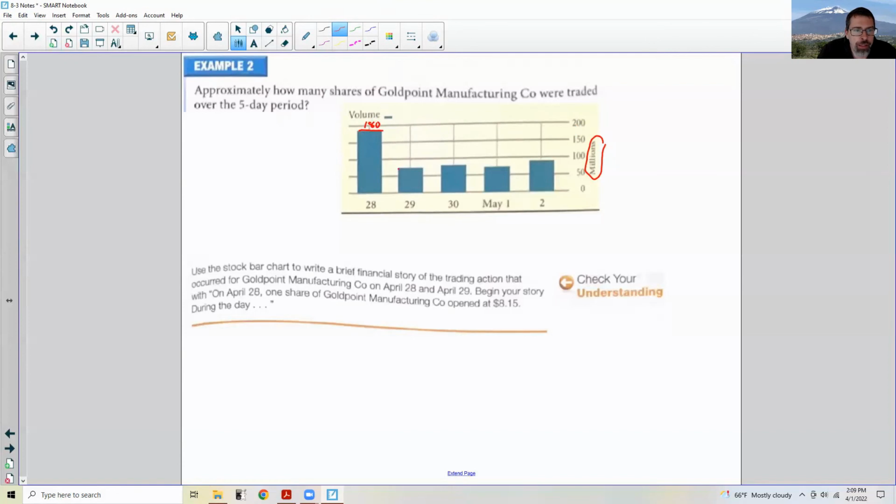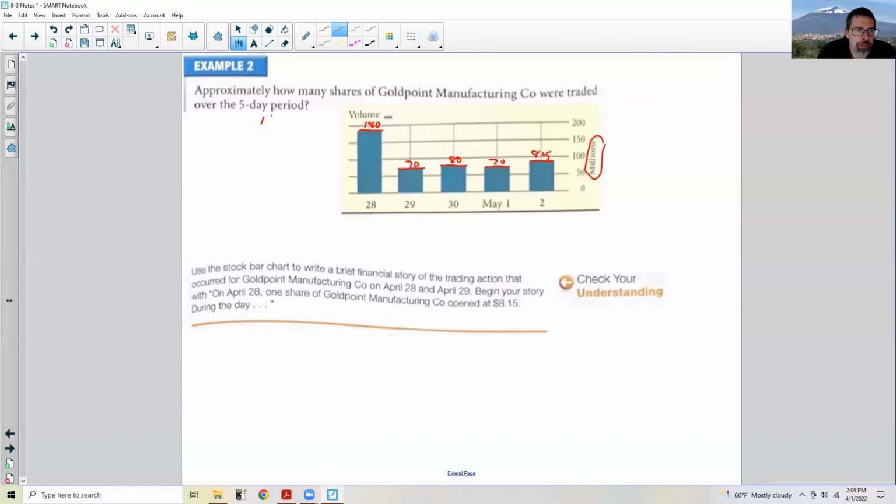On the 29th, it's down here. And if this is 50, this might be approximately 70 million. Okay, and right here, let's just maybe call that 80 million. And then here, back down to about 70 million. And then here, I don't know, 85 million. I'm just approximating because this isn't very accurate.